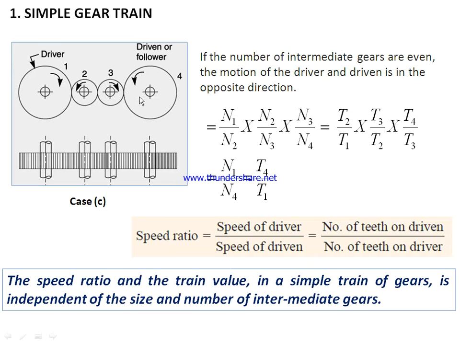So hence, for this simple gear train where two intermediate gears are used, the speed ratio is speed of driver divided by speed of driven. So the conclusion is the speed ratio and the train value in a simple train of gears is independent of the size and number of intermediate gears. So that means these intermediate gears in a simple gear train don't affect the velocity ratio. This you have already seen.